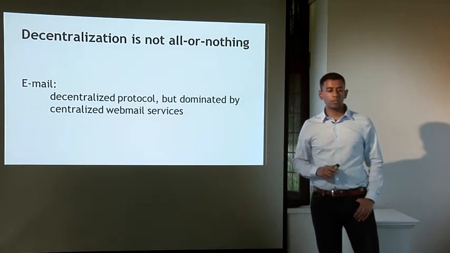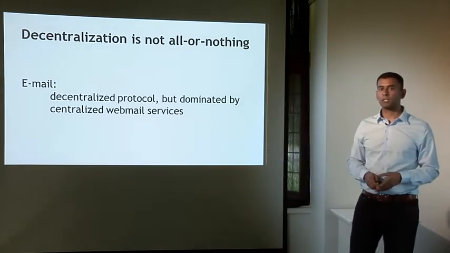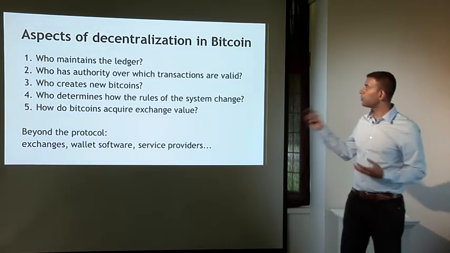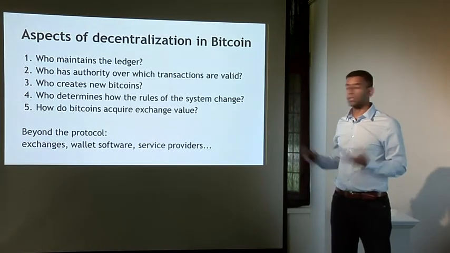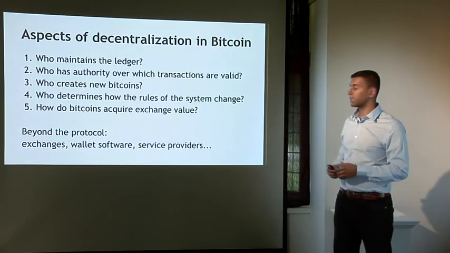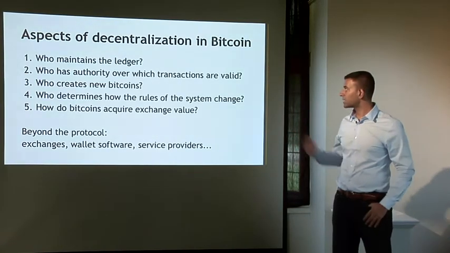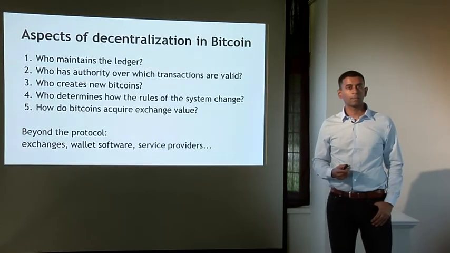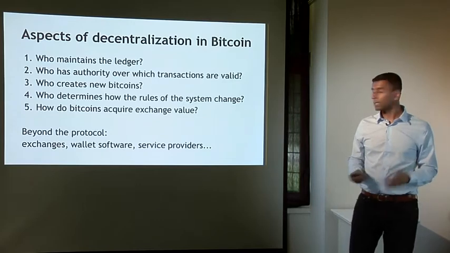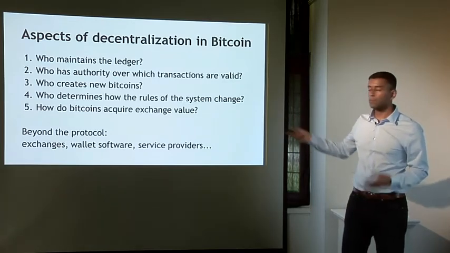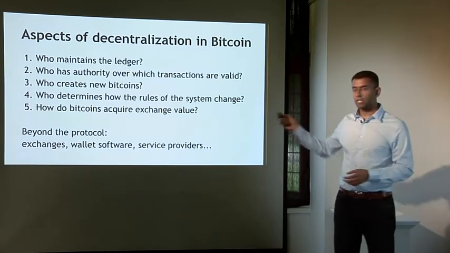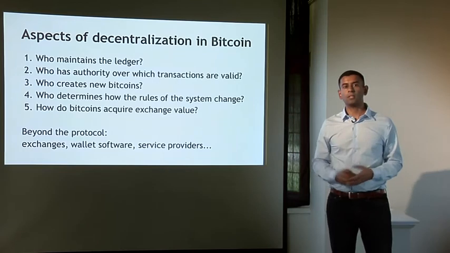So with that, let's delve into some of the technical aspects of Bitcoin's decentralization, and I would break this down into at least 5 different questions. Questions like, who maintains this ledger of transactions? Who has authority over which transactions are valid, who creates new Bitcoins, and in fact other questions like who determines how the rules of the system change and how do Bitcoins acquire exchange value. So these are all components of decentralization of the Bitcoin protocol, more or less, and the first 3 of these are going to be the questions that we will consider in this lecture. And when I say how is Bitcoin decentralized, what I mean encompasses the first 3 of these meanings.